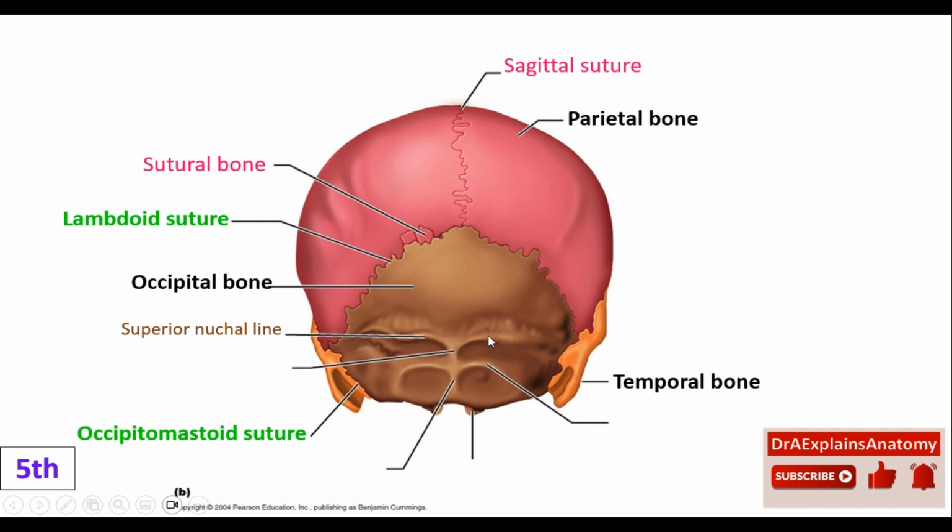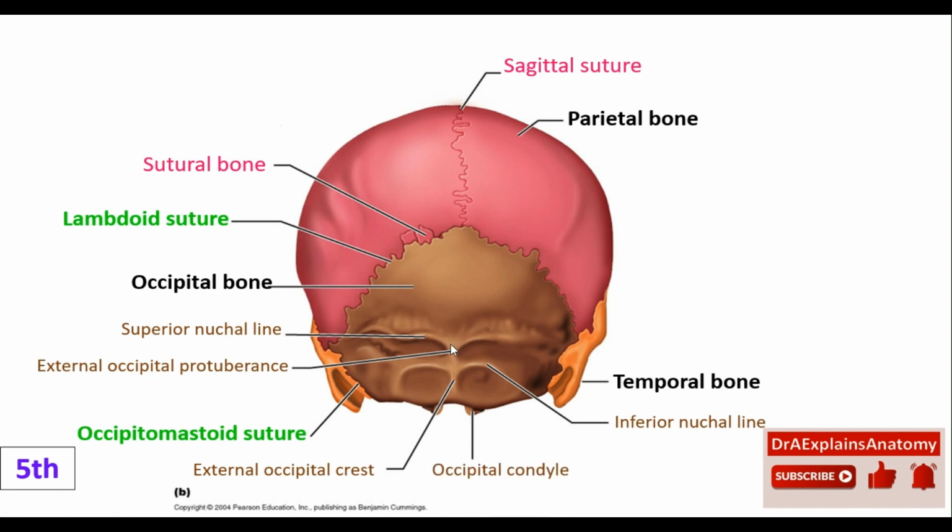Moving to the lines, this is the anatomical position of the skull. So this is the superior nuchal line, whereas this is the inferior nuchal line. This is the external occipital crest right here, whereas this is the external occipital protuberance. And lastly, we can see the occipital condyles, which are the kidney-shaped structures around the foramen magnum.